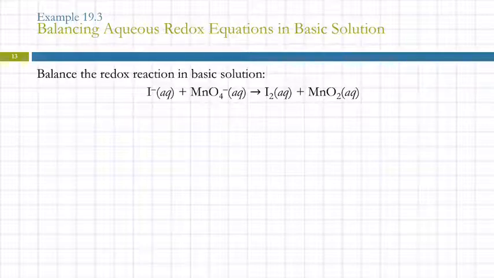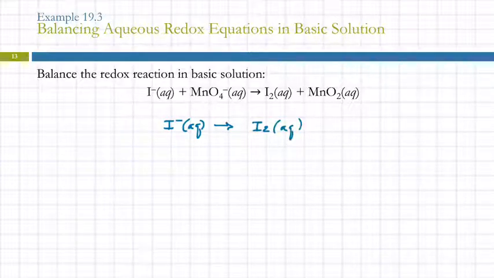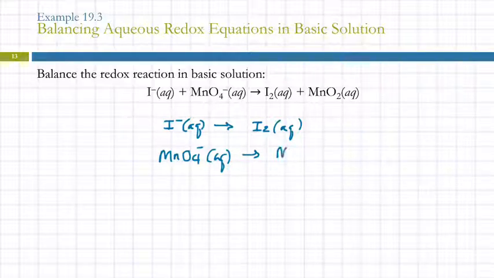We'll divide this into half reactions. So we'll get I minus aqueous going to I2 aqueous. And we'll have permanganate ion aqueous going to MnO2 aqueous.